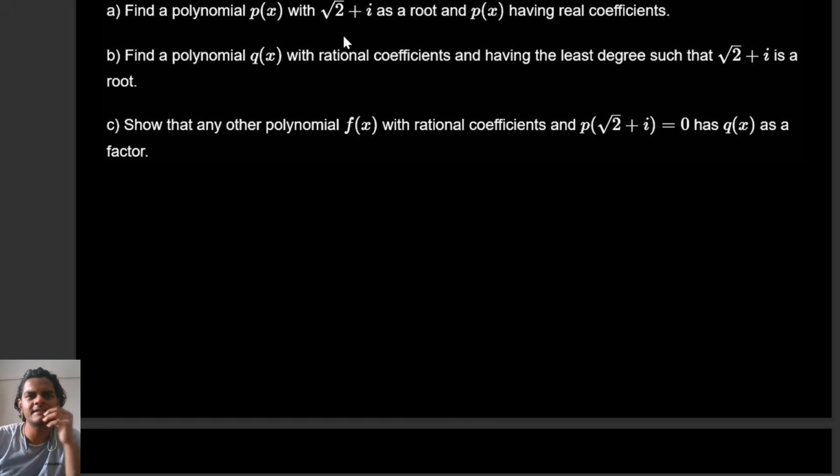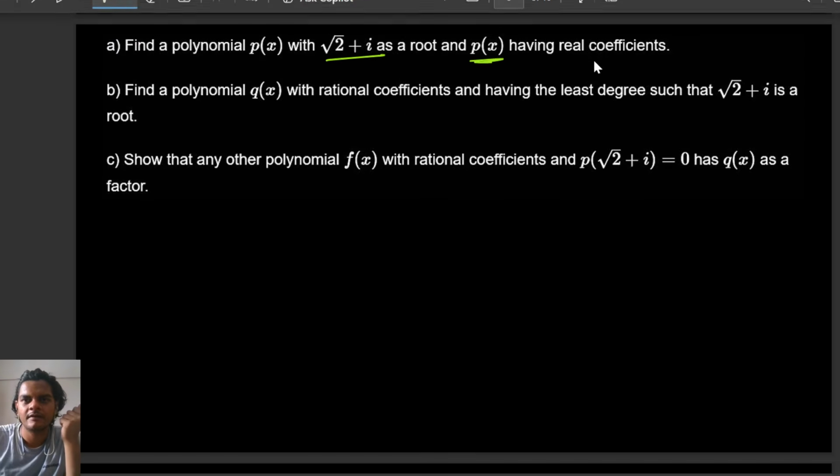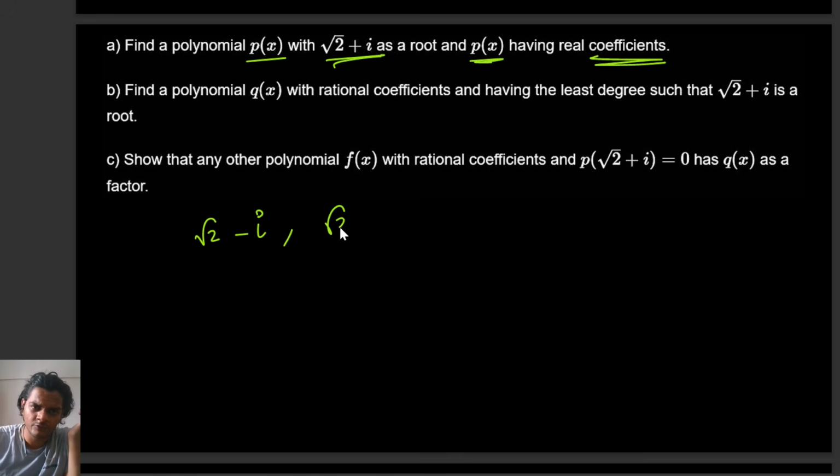Now, it is easy to find a polynomial with root 2 plus i as a root, and p of x having real coefficients. How do we find that immediately? If this is a root and we want real coefficients, what do we need to do? The other root has to be root 2 minus i. So root 2 minus i, root 2 plus i.